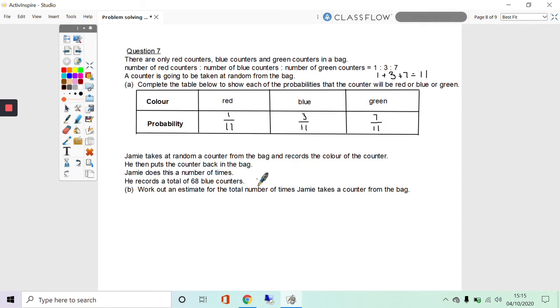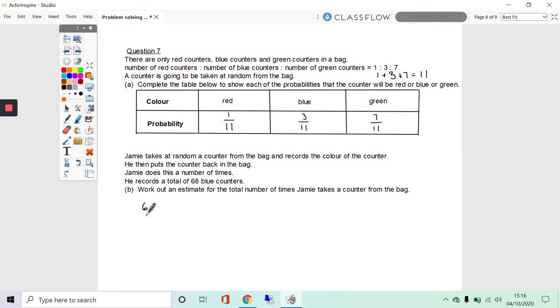Now, Jamie takes at random a counter from the bag and records the colour of the counter. He then puts the counter back in the bag. Jamie does this a number of times. He records a total of 68 blue counters. Work out an estimate for the total number of times Jamie takes a counter from the bag.